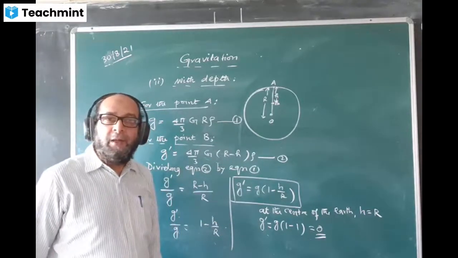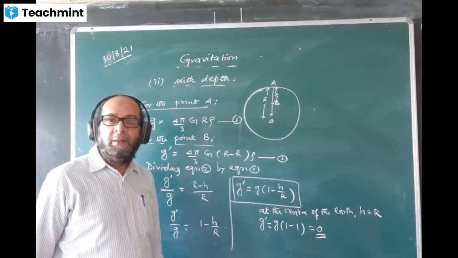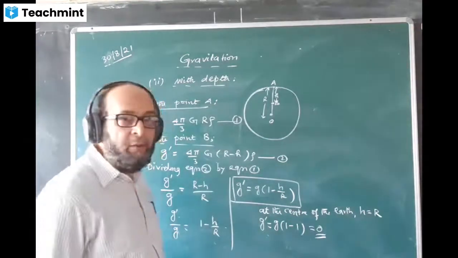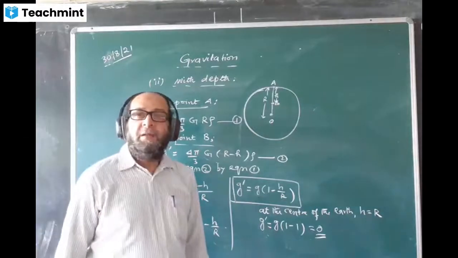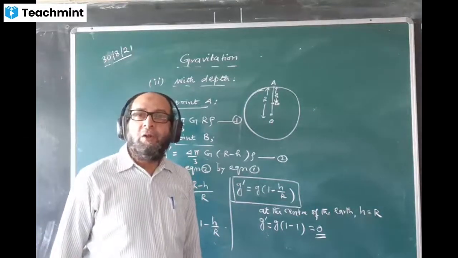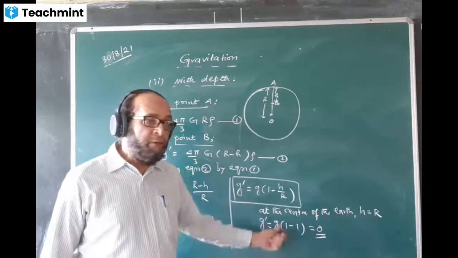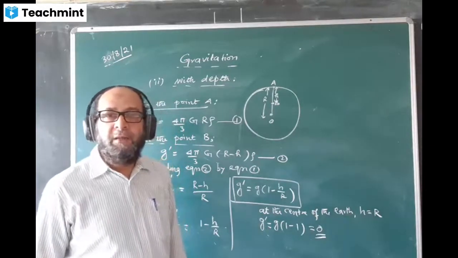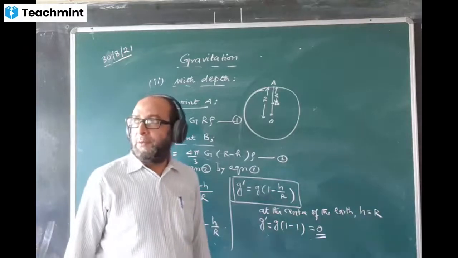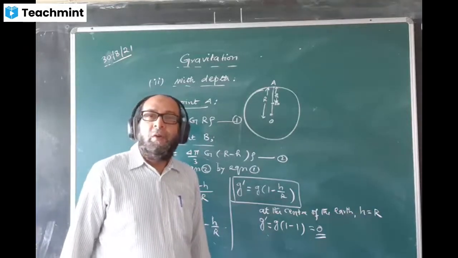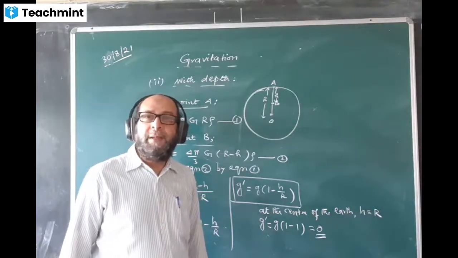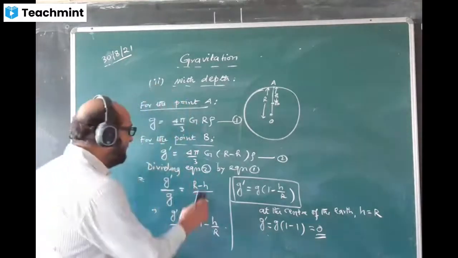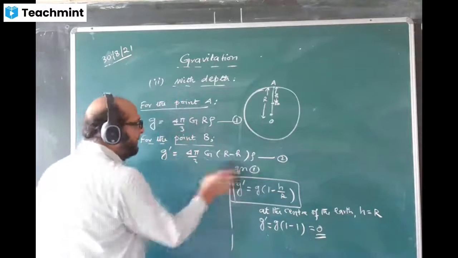Okay, now write down below that: the variation of g with altitude and depth, just below this make a note. The variation of small g with altitude and depth can be represented by the following graph.